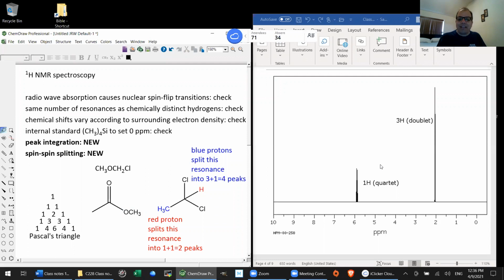Now, it's not exactly perfect. You'll see that those two taller peaks are not exactly the same height. Likewise, these two probably aren't, but it will be pretty close. There are other things that affect the shape of the peak than Pascal's triangle, but Pascal's triangle is good for population things like this because it comes from, as I said, all the different ways that all the different protons can have splitting or can have spins relative to each other.